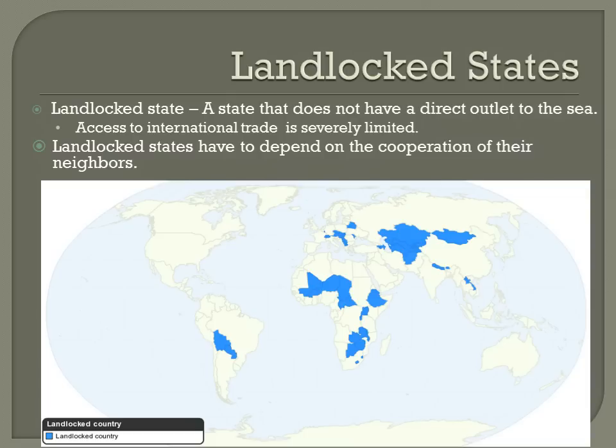And one big element of this is that it makes international trade very, very challenging, because some of the largest trading routes in the world are over water, what we call maritime trade. And landlocked states don't have access to that. They depend on other states in order to be able to do that.